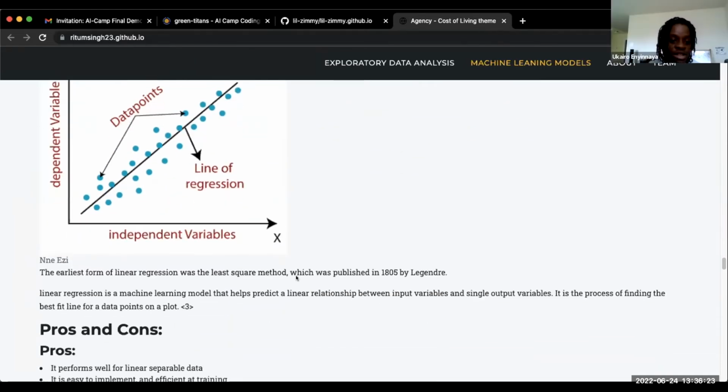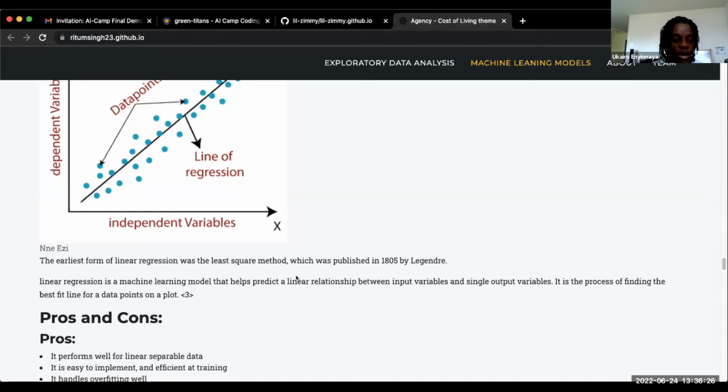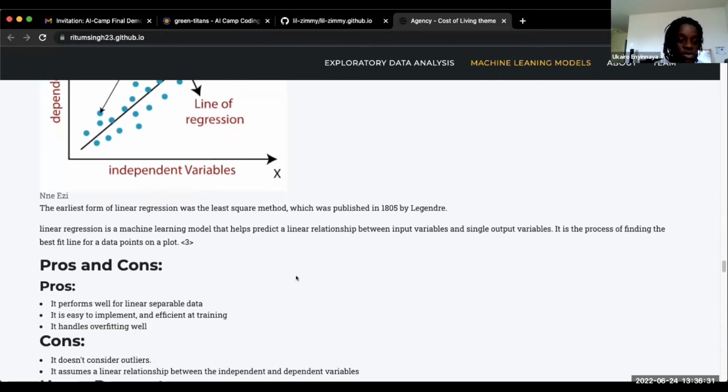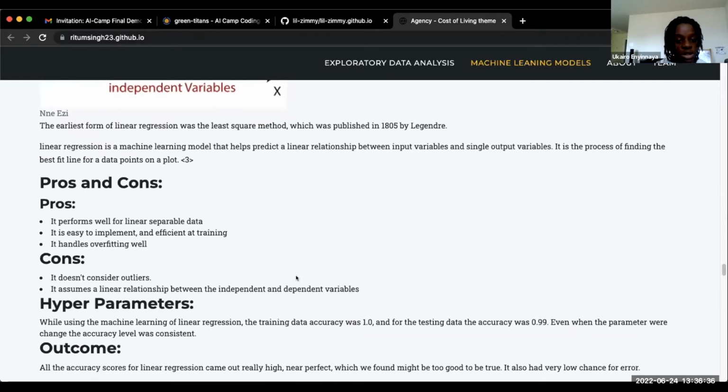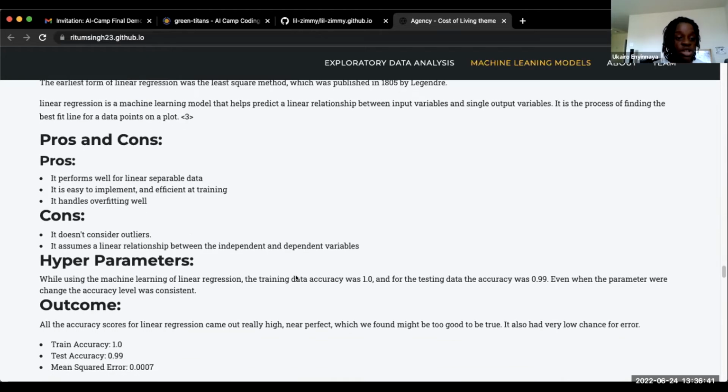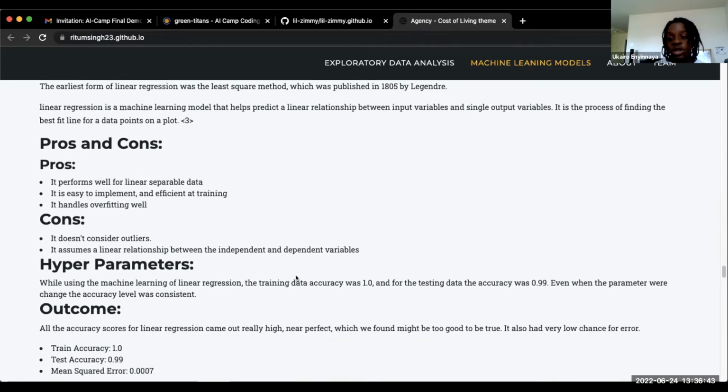Linear regression was earliest seen in 1805. The success of linear regression depends on the outcome and input variables having a linear relationship, and it also doesn't consider outliers. Some pros are that it performs well in data that has a linear relationship, and it's easy to implement and efficient to train.